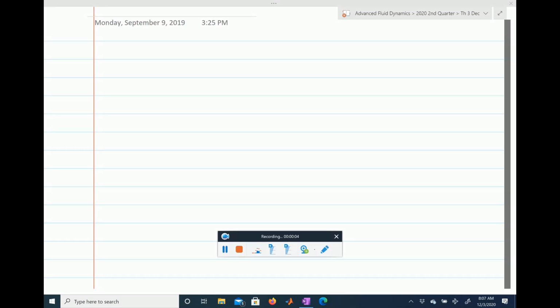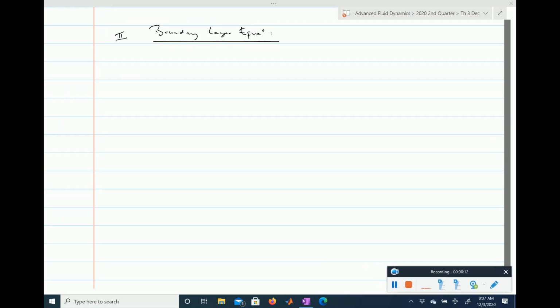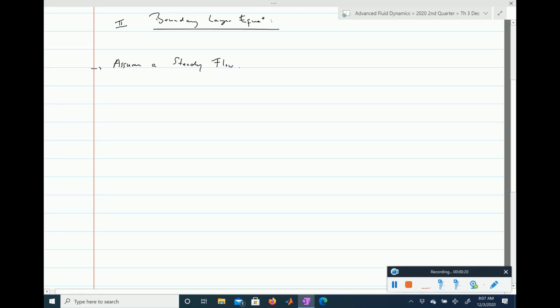Here we derive the boundary layer equations. So for this derivation, we will assume the flow to be steady. We'll assume that the flow is steady, incompressible, and for simplicity, we will assume a 2D planar geometry.